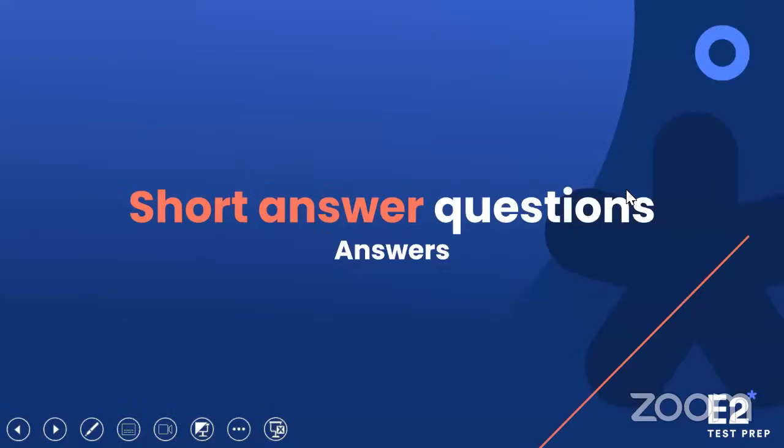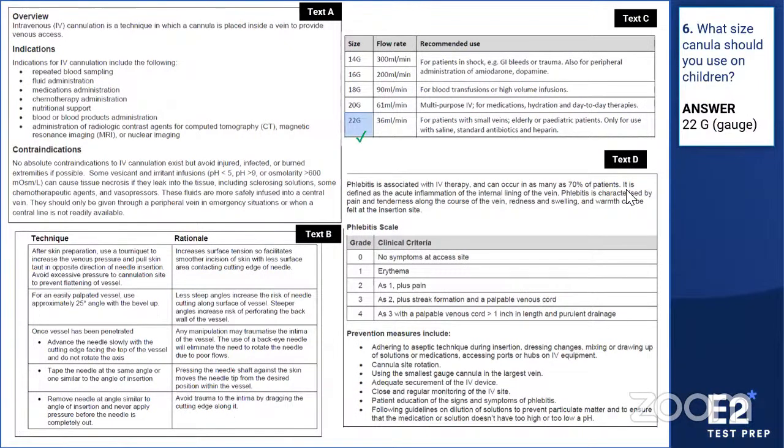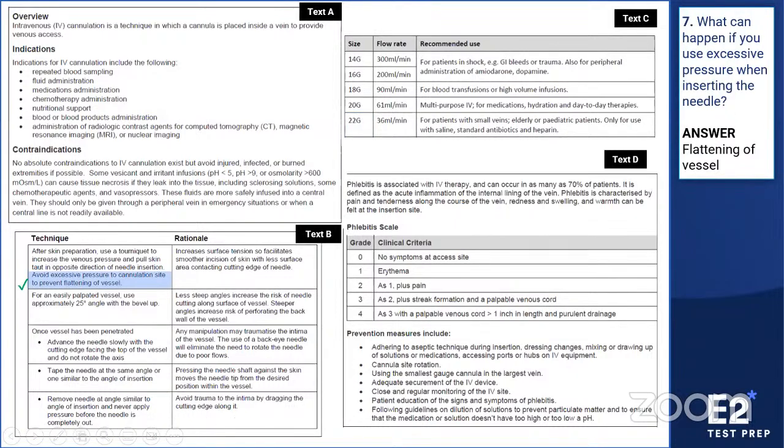All right. Let's have a look at the answers. So for number 6, we already had 22 gauge, 22G. For number 7, what happens if you use excessive pressure when inserting the needle? We might have flattening of the vessel. Now, be careful. You should not write prevent flattening of the vessel. We're simply looking for what happens, not the thing we're trying to prevent. Yes, we're looking for the problem, which is flattening of the vessel.